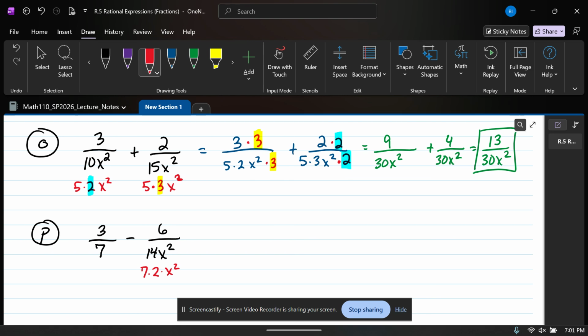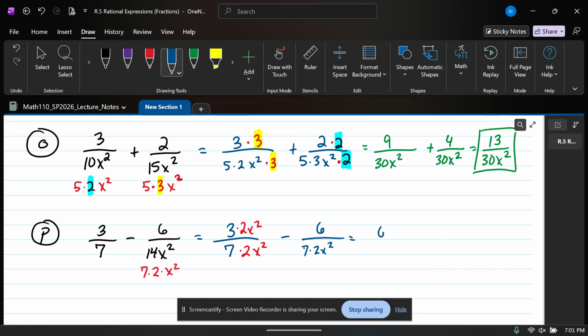What is the first fraction missing that the second fraction has in the bottom? A 2 and an x squared. So that first fraction, I'm going to multiply it by that 2 and the x squared. The second fraction, is it missing anything that the first fraction had? No, it's got the 7. It's not missing any pieces. So it's going to stay the same: 6 over 7 times 2x squared. We'll just write it like that.